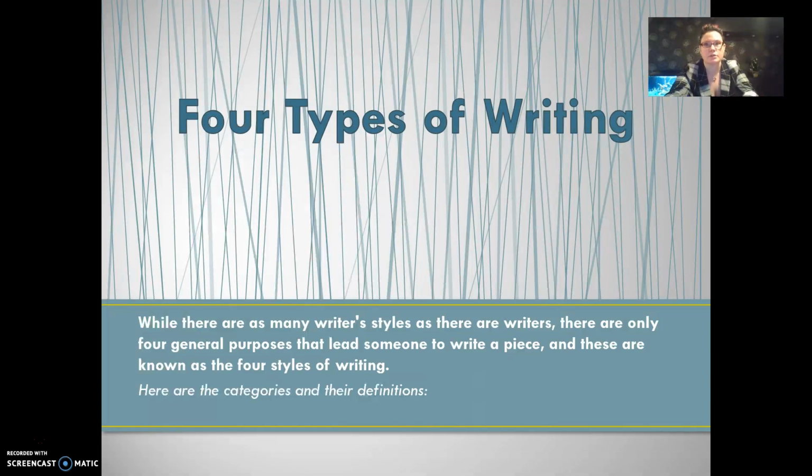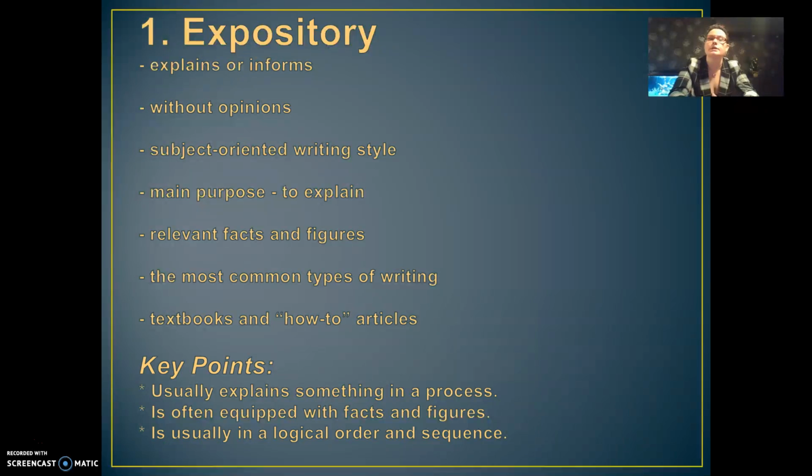The definitions of these are: first, expository. This kind of text wants to explain or inform. It doesn't have any opinion. It's subject-orientated writing. The main purpose is to explain. This is done by relevant facts and figures. The most common type of writing is the expository writing.